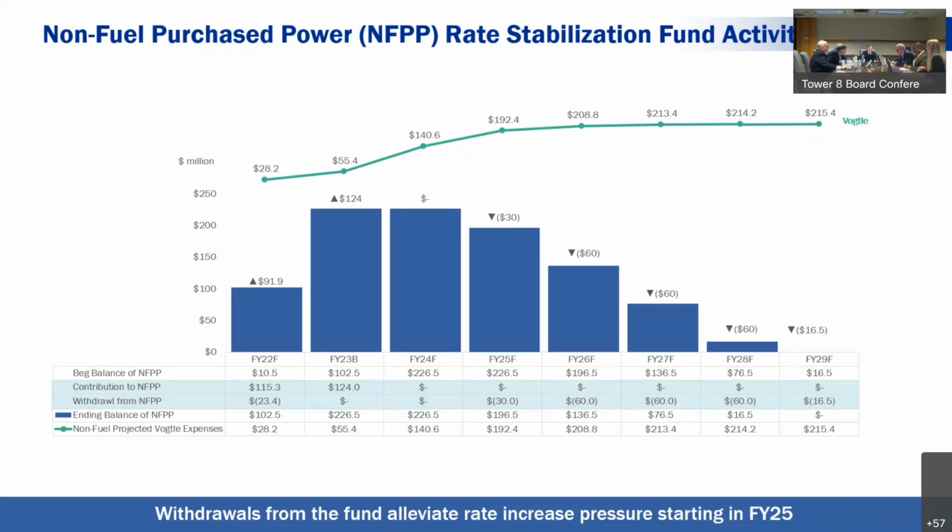And those blue bars represent the ending balance in the fund, so you can see how we're planning to draw it down through the years.